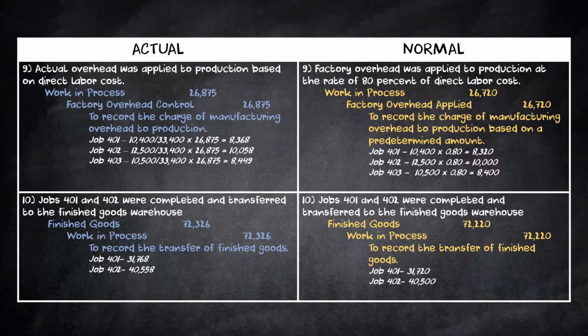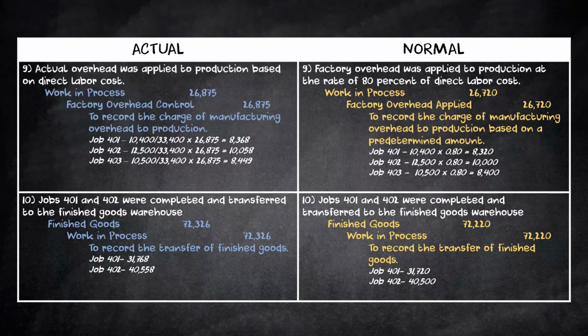Ang sabi dyan, for actual, overhead was applied to production based on direct labor cost. Pag tinignan naman natin kay normal, ang sabi, factory overhead was applied to production at the rate of 80% of direct labor cost. So, sa construction pa lang ng ating problem, meron na agad difference. Kay actual daw, actual overhead ang i-apply mismo. Pero kay normal, factory overhead with predetermined overhead rate which is 80%.